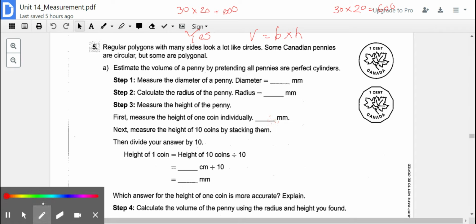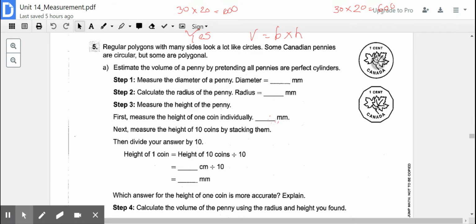All right, here we go. Number 5 says, regular polygons with many sides look a lot like circles. Some Canadian pennies are circular, but some are polygonal. That means they've got straight sides. So this is a circular penny and this is a polygonal penny. Estimate the volume of a penny by pretending all pennies are perfect cylinders.